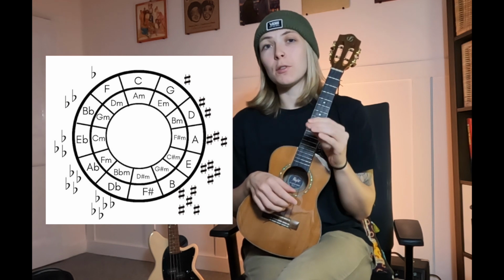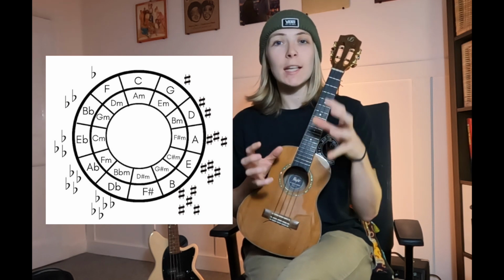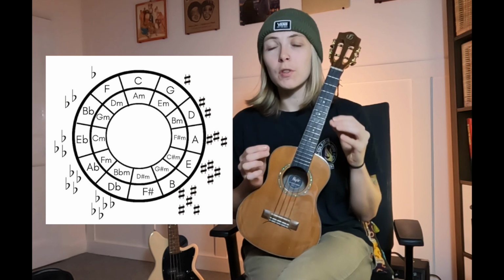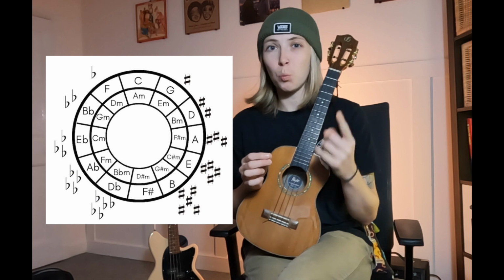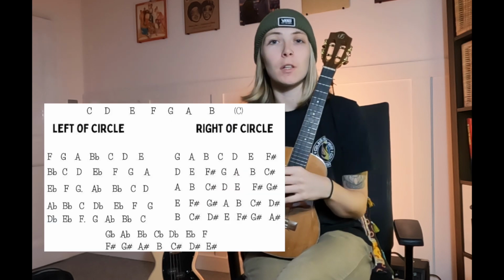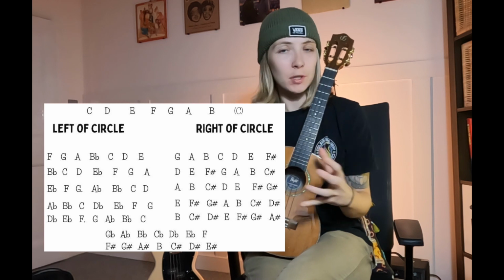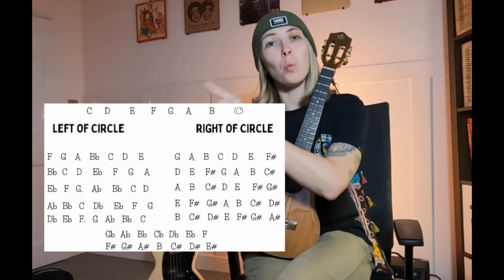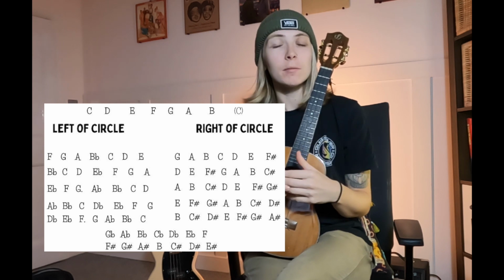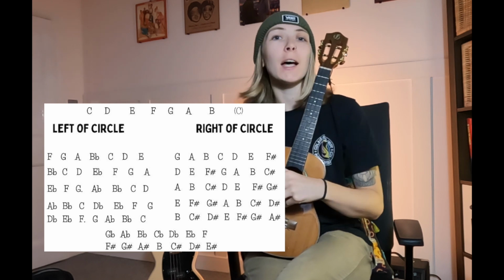Another really cool thing to notice is that the keys next to each other share almost all of the same notes apart from 1. So between the key of C and the key of F, the key of C and F share all of the same notes apart from the 1 flat that's in the key of F. In the key of C we've got B, in the key of F we've got B flat.